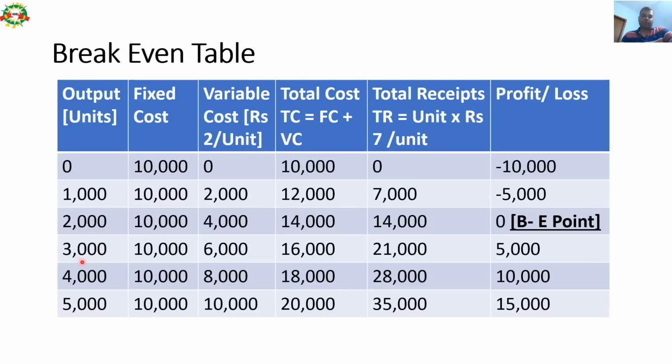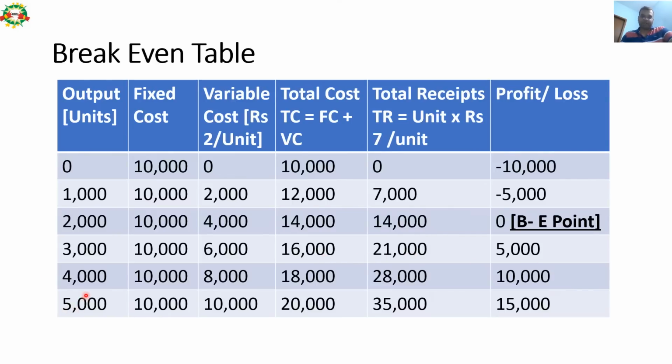If we go forward with 3,000 units, then 10,000 will remain fixed cost, 6,000 will be the variable cost, and total cost will be fixed cost plus variable cost, equal to 16,000 rupees. But these 3,000 units the company will be able to sell at the rate of 7 rupees per unit. That means 21,000 will be the total revenue, total receipt. So this will lead to a net profit of 5,000, which is 21,000 minus 16,000. Total receipt minus total cost is equal to 5,000 rupees of profit.